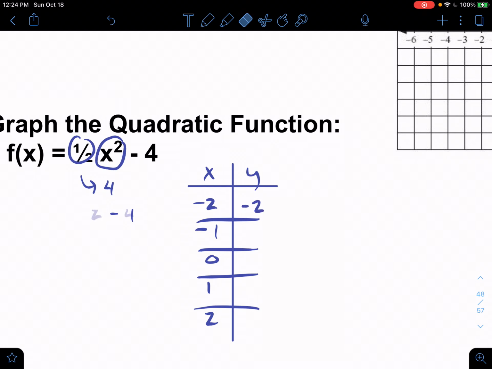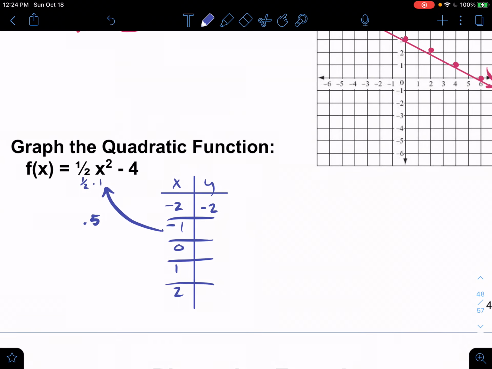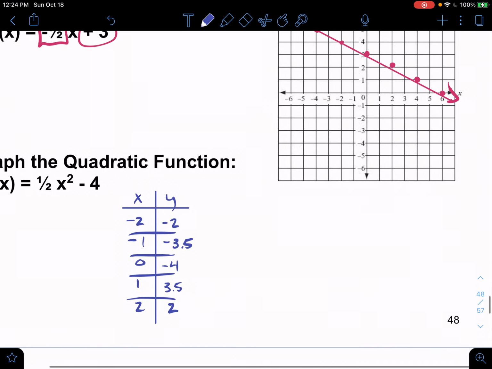Doing the same for negative 1, we're just going to repeat that process. So negative 1 squared would be a positive 1. Half of 1 would be 0.5. 0.5 take away 4 would give us a negative 3.5. Plugging in 0, 0 squared is 0, half of 0 is 0, 0 take away 4 would give us a negative 4. And then since it's symmetrical, we know that this will end up being negative 3.5 and negative 2, and we can simply graph those points.